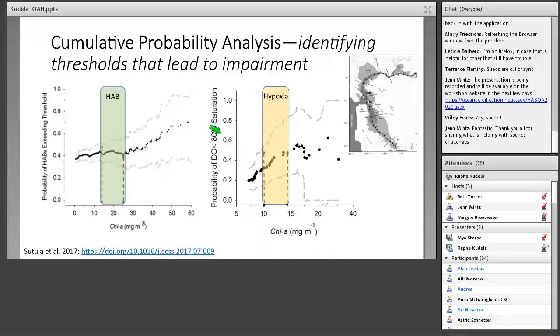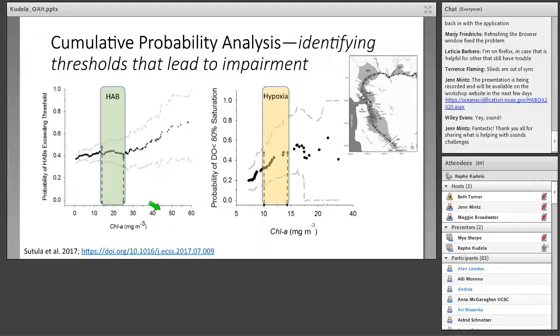One way to look at that, I'm going to introduce a statistical method that uses cumulative probability analysis. If you have sufficient data, it can statistically identify thresholds, for example, where you might be concerned about impairment. As an example, I'm going to draw from Sutula et al. in 2017, looking at San Francisco Bay. Here the question was, is chlorophyll a good indicator of impairment, of poor water quality?